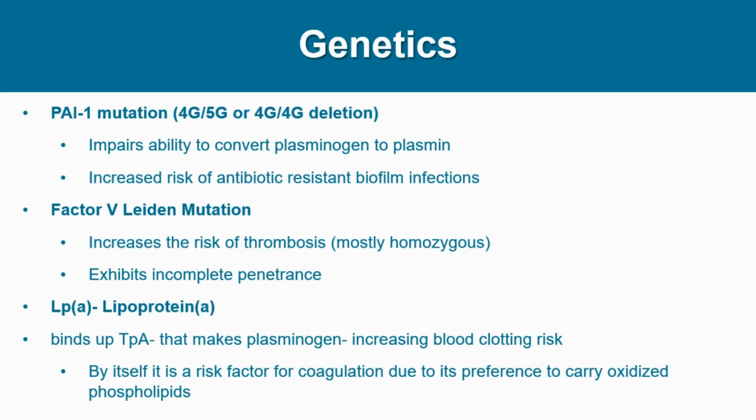Lp(a). This one is often associated with cardiovascular disease. There's some conflicts in the literature about the role it plays. However, one thing's for sure, Lp(a) binds up tissue plasminogen activator, TPA, which is made by endothelial tissue to make plasmin, and without that, we have an increased risk of blood clotting.